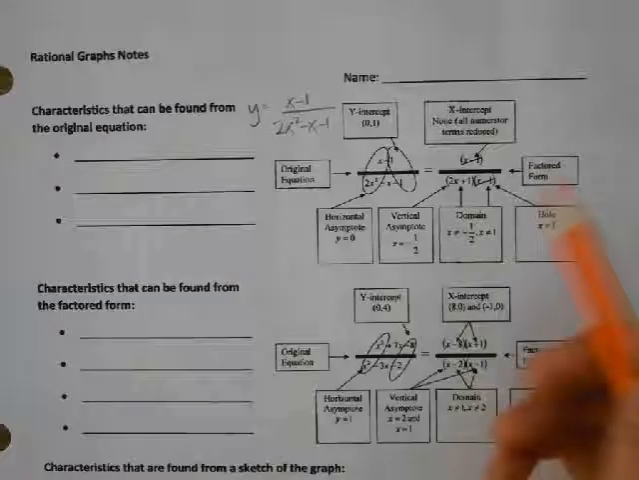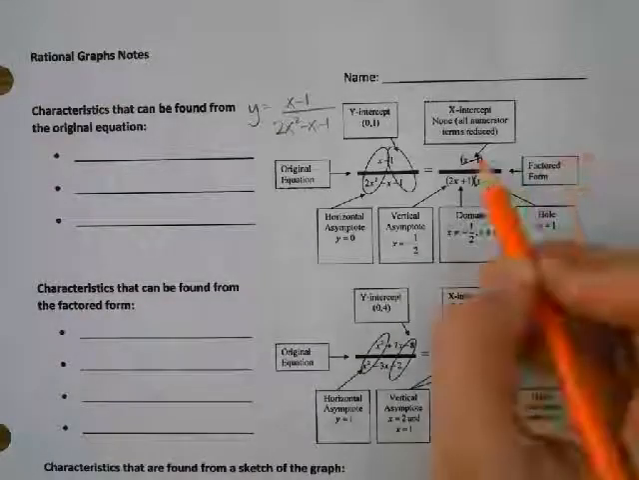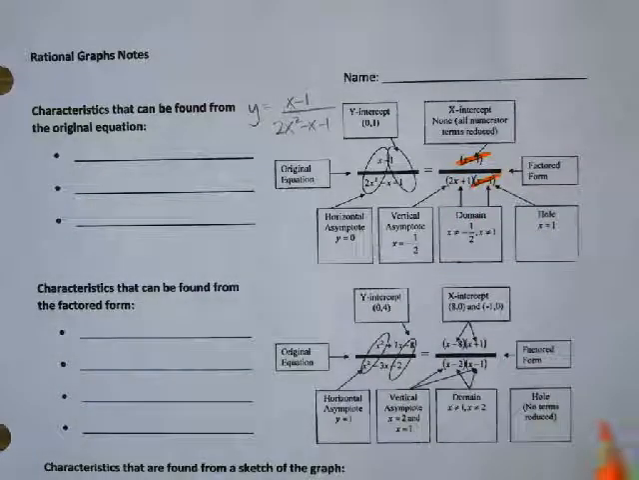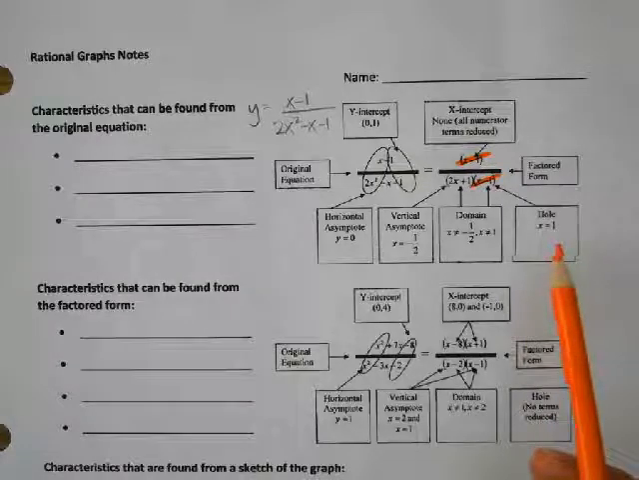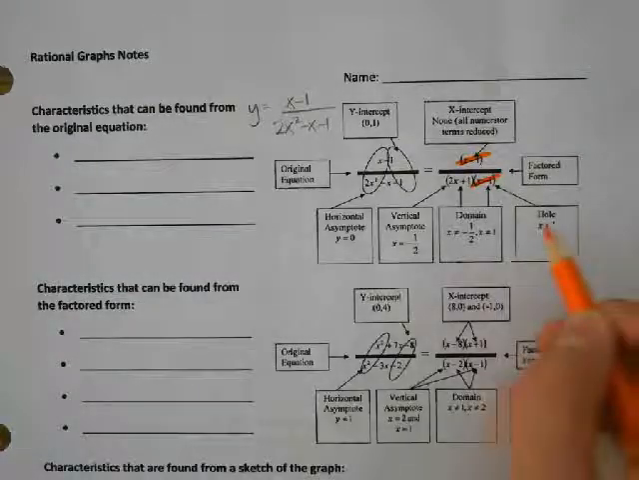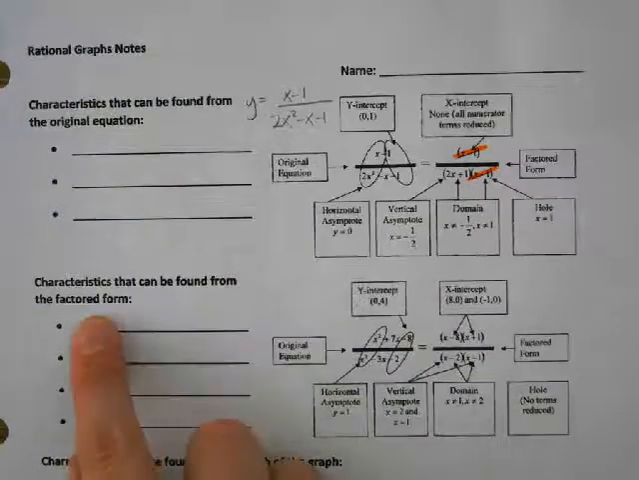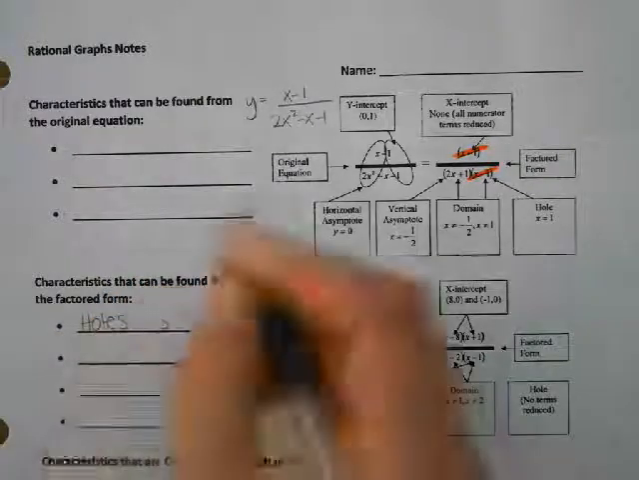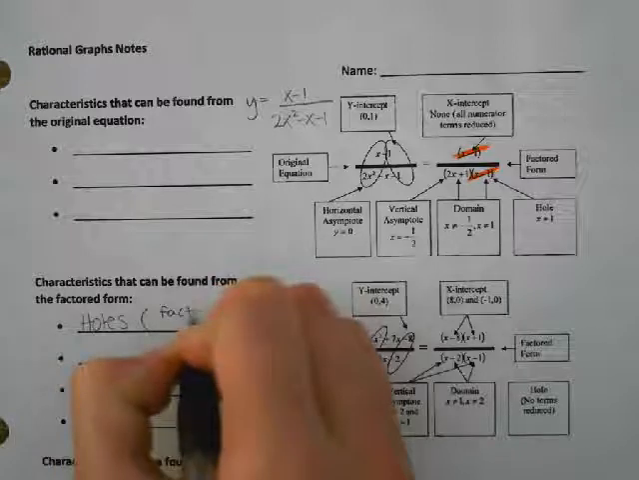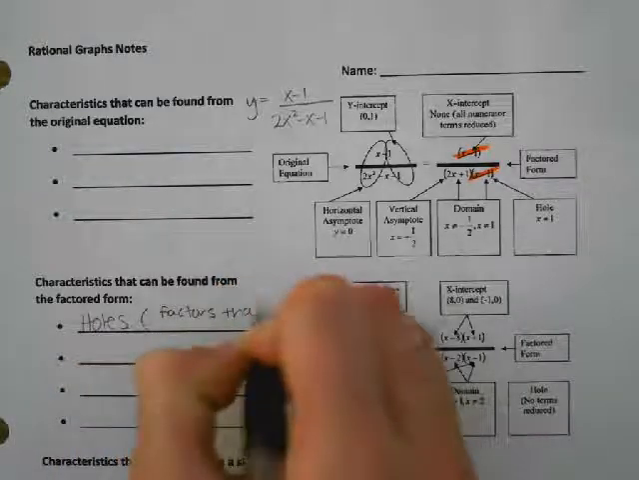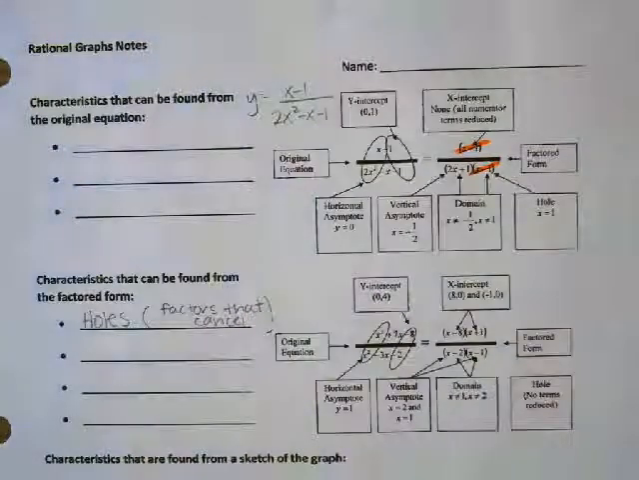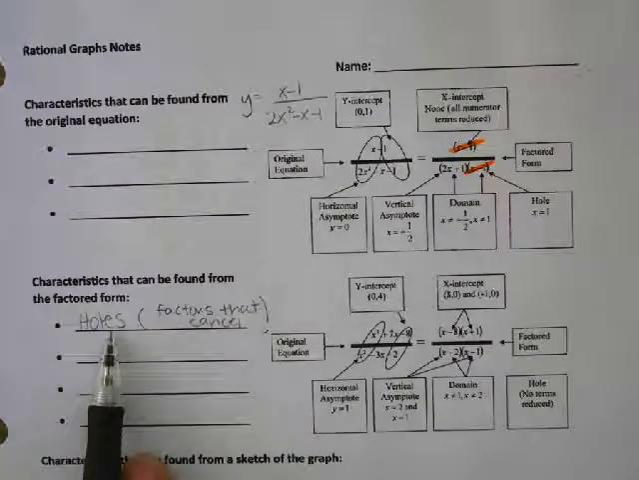All right, so if you look at the factored form, the first thing they did is you can see that they canceled this factor and this factor. And then they said, all right, those factors that cancel must make the hole. So one of the things that you can get from the factored form of the equation is you can find the holes. And the holes come from factors that cancel.